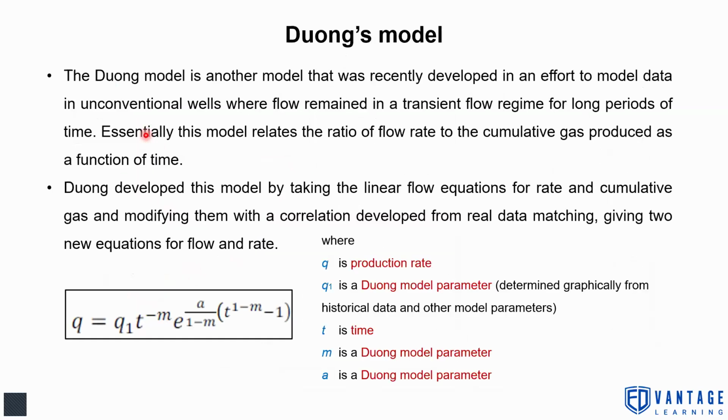We have another method called Duong's model. This model is used especially to model data in unconventional wells, where the flow remains in the transient flow regime for long periods of time. So can anyone just tell me why the flow remains in the transient flow regime? And of course, what is transient flow regime? If anyone can tell me, I'll be more than happy. You can also write in the chat box if you're unable to talk.